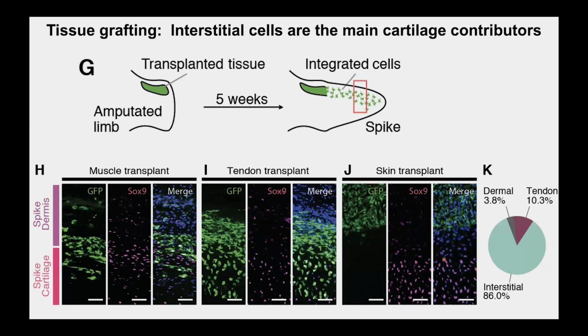So we could count actually the percentage of cells going into the SOX9 positive cartilage and then also back calculate, knowing what percentage of the representation of each tissue, like muscle, tendon, skin at the dermis, at the amputation plane. Then we could calculate the contribution of each type of fibroblast into the regenerating cartilage of the frog. And so 86% of this regenerating cartilage rod comes from interstitial fibroblasts. Then this proportion comes from the tendon, and then 3.8 comes from the dermal cells.